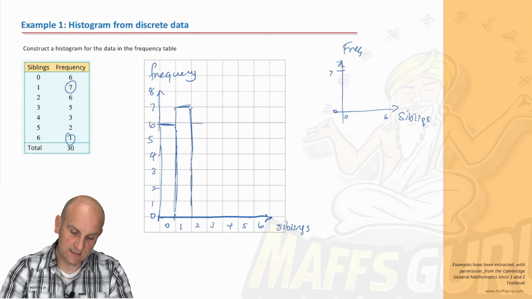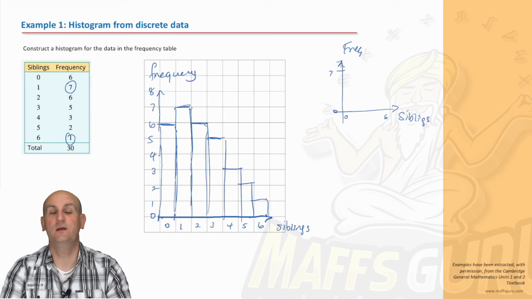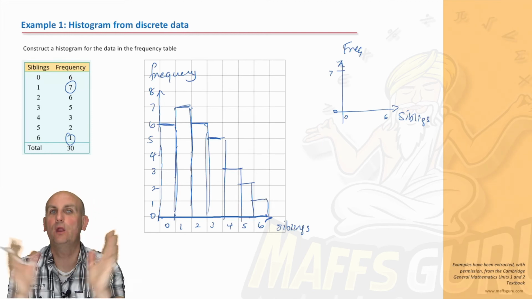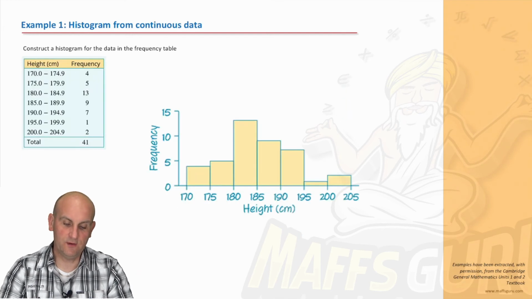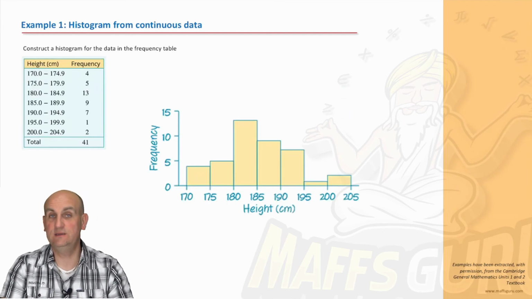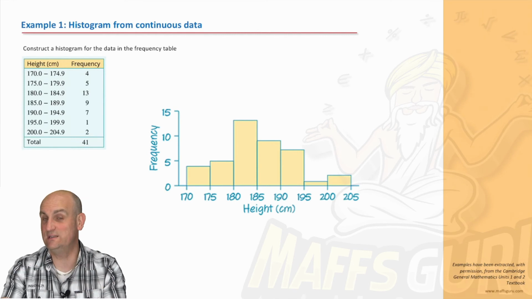2 would be 6 again, so 2 would be 6. 3 would be 5, ka-ching. 4 would be 3, ka-ching. 5 would be 2, and 6 would be 1. And ladies and gentlemen, there is my histogram bar chart with no gaps. Yes? Ka-ching, thank you very much. Easy peasy lemon squeezy. Now, when we move on to interval data, things slightly change.